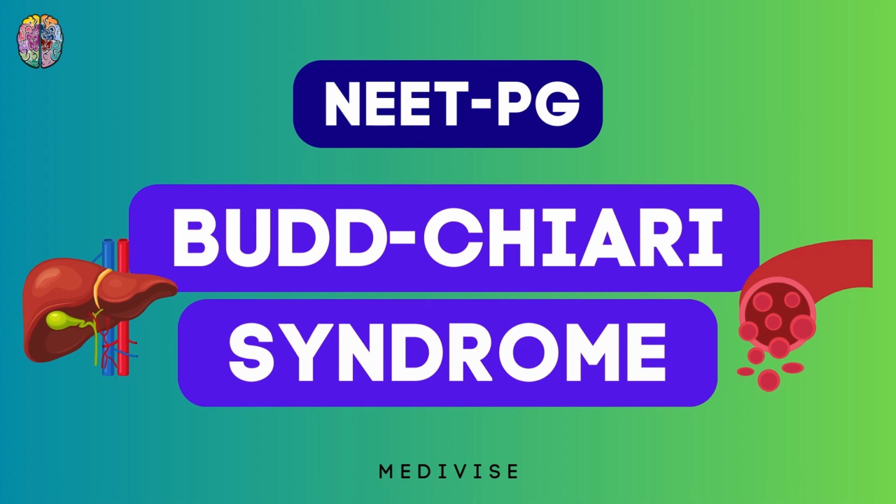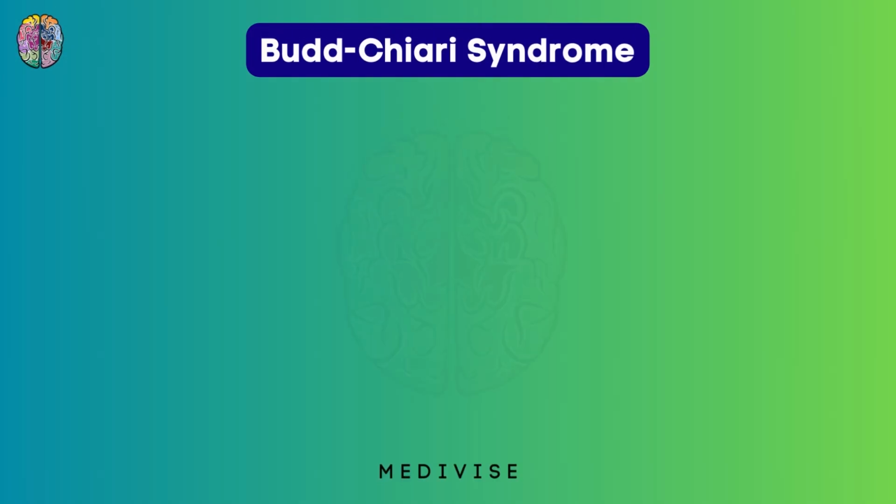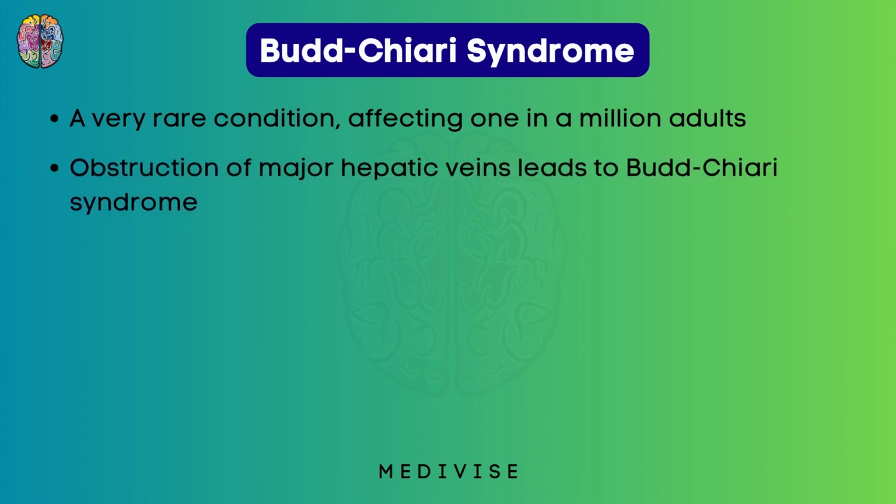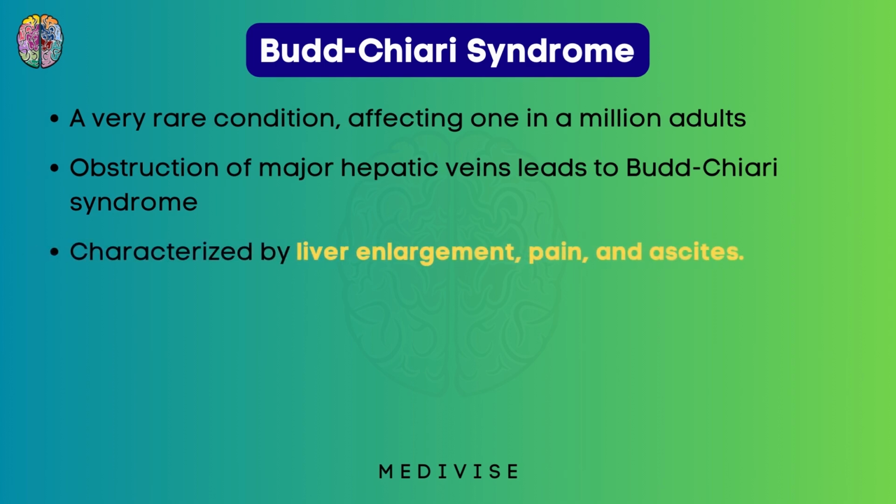In this video, we're gonna be looking at Chiari syndrome. So let's start. So what exactly is this syndrome? It is a very rare condition which affects about 1 million adults. What happens in this condition? There is obstruction of the major hepatic veins which leads to this syndrome. And it is characterized by liver enlargement, pain and ascites.